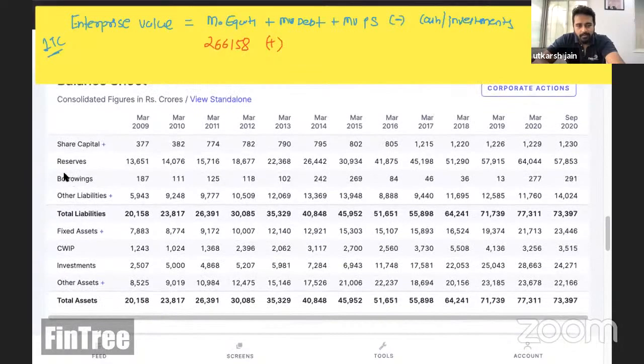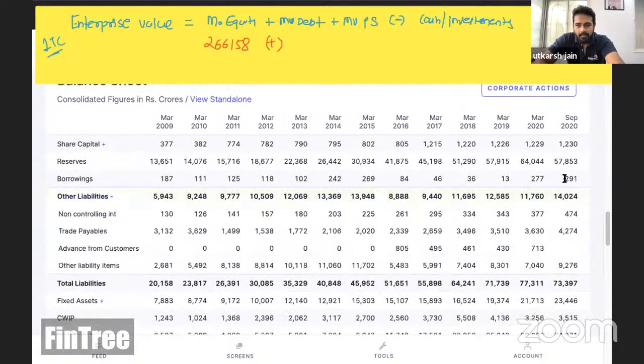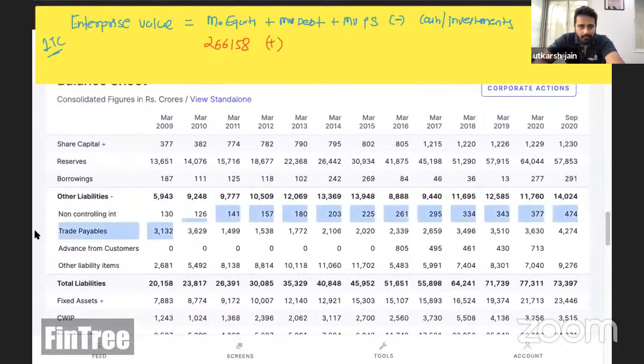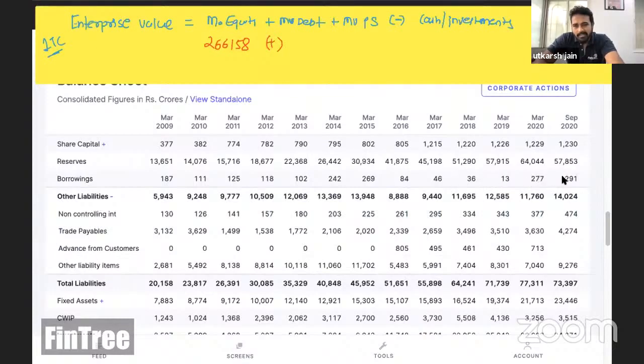Yes, so we have some borrowings here. What is the value of borrowing? We have 291. And do we have any short-term borrowings here? No. Now, these borrowings that you see here, they're actually because of the new accounting standard. This new accounting standard, if you have taken some asset on rent, they force you to show that asset as if you own it. It's very complicated. It's called accounting for leases.